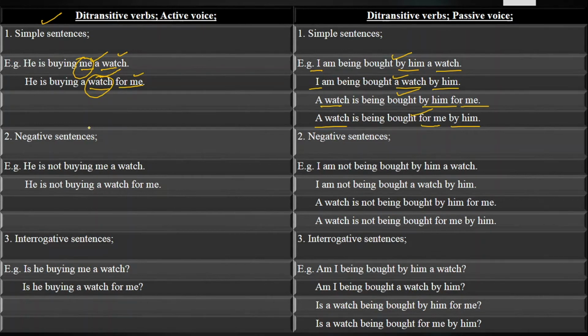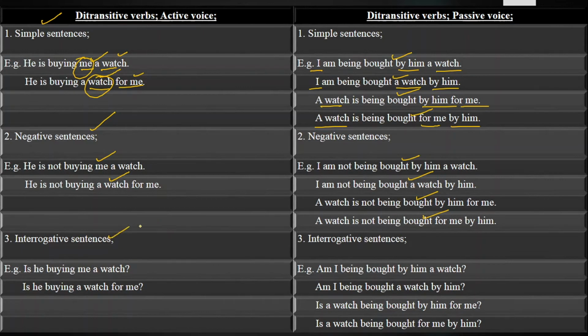Next we have the negative sentences, those sentences in which we deny, reject, and refuse the statement. He is not buying me a watch. He is not buying a watch for me. I am not being bought by him a watch. I am not being bought a watch by him. A watch is not being bought by him for me. A watch is not being bought for me by him.